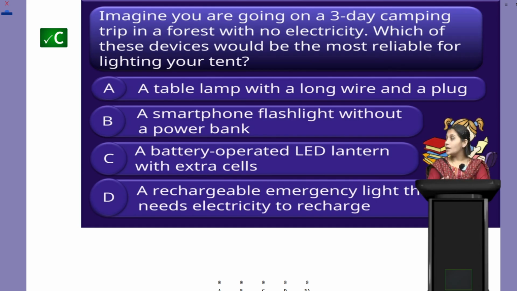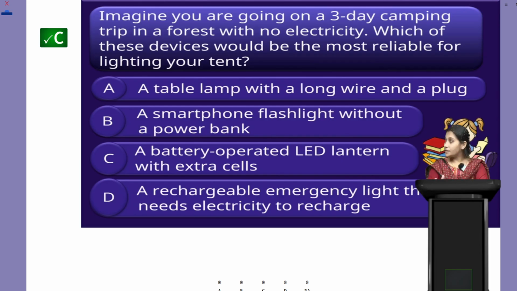So let me discuss the question with you. The question is that imagine you are going on a 3-day camping trip in a forest. Means you went to a forest for the 3-day camping and there is no electricity. Now among these four options, which device will you use, which will be more reliable for the lighting of the tent? Now what will you use to light your tent?